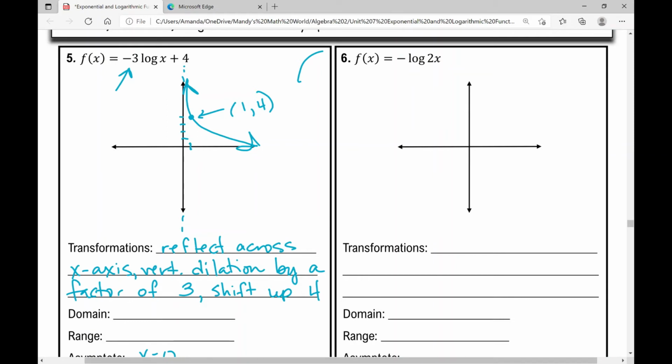So our domain, has our domain changed? It has not. It's still from 0 to infinity. Range is still negative infinity to infinity. And now we can move on to example number 6.